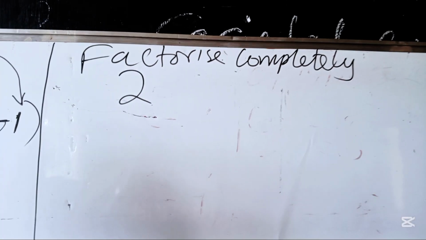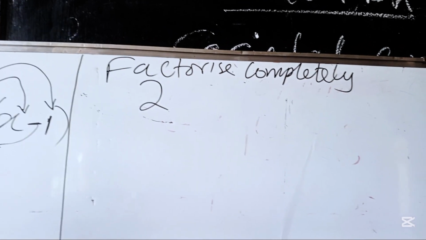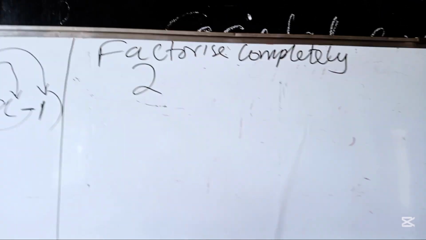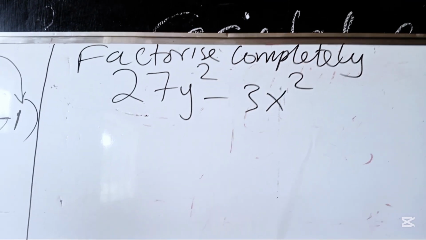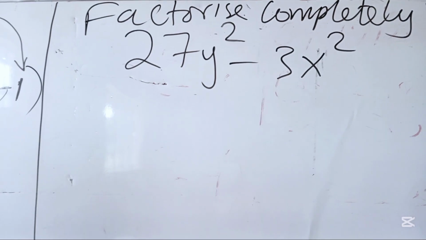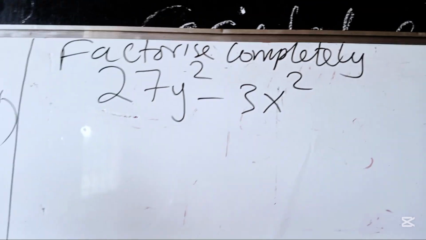Viewers, this is where I told you that to simplify, you have to remove the brackets. But to factorize, you have to introduce the brackets. So I'm going to introduce the brackets on this question, which is 27y squared minus 3x squared. So I have to introduce the brackets. So the difference is, to simplify, you have to remove the brackets. To factorize, you have to introduce the brackets.